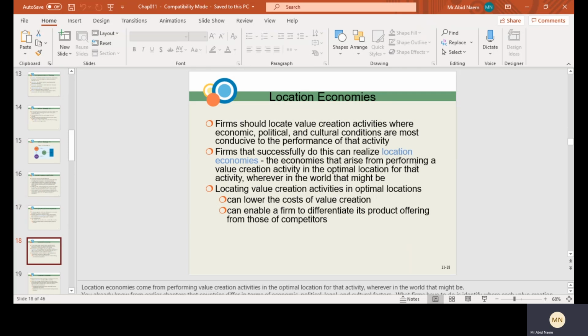Whereas compare it with Bangladesh textile sector policy, and they were dominating in the market, and that is true even right now. They are at number one or number two right now, the largest textile exporters in the world. But first of all, that title was held with Pakistan, but due to the government policies, that switched. So the Pakistani textile manufacturers were forced to relocate their production facilities in different other countries. Likewise, Bangladesh was the epicenter of those business activities. Firms that successfully do this can realize location economy, the economies that arise from performing a value creation activity.